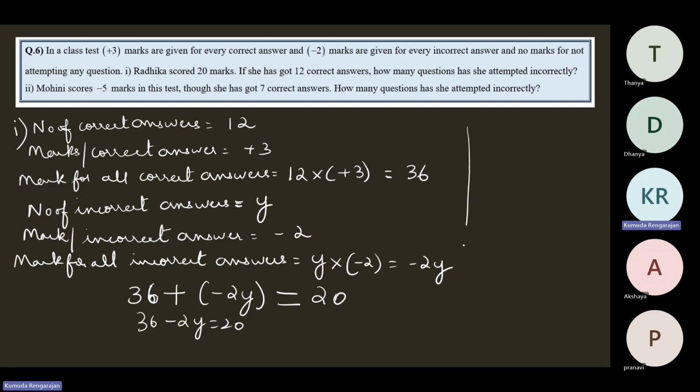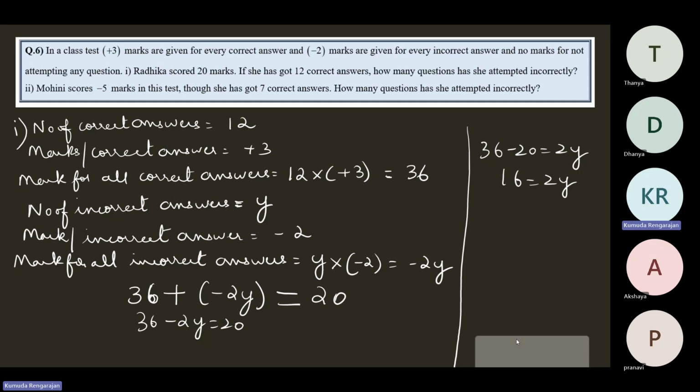So transpose. 36 minus 20 is equal to 2y. 16 is equal to 2y. Yeah, 2y is equal to 16. y is equal to 16 by 2. y is equal to 8. So number of questions attempted incorrectly is equal to 8.